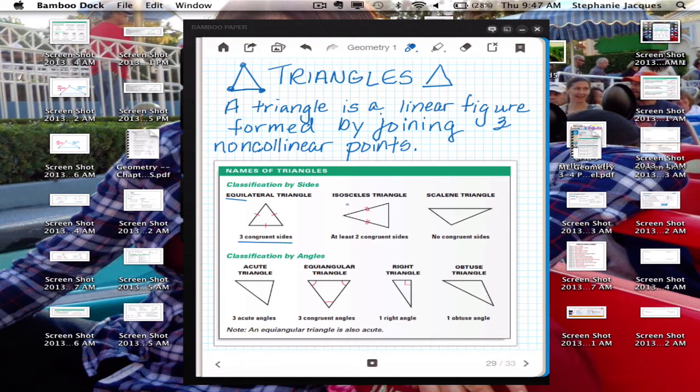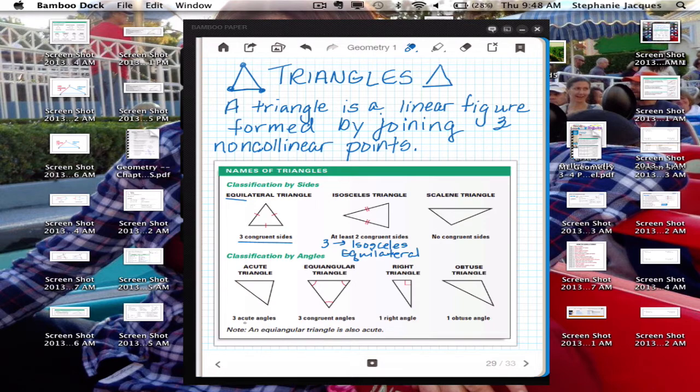An isosceles triangle needs to have at least 2 congruent sides. Could it have 3? Yes. So you could have an isosceles equilateral, or you could just have an isosceles. So if it has 3, it would be considered an isosceles equilateral. And then there's the scalene triangle, which has no congruent sides and hence no tick marks on anything.